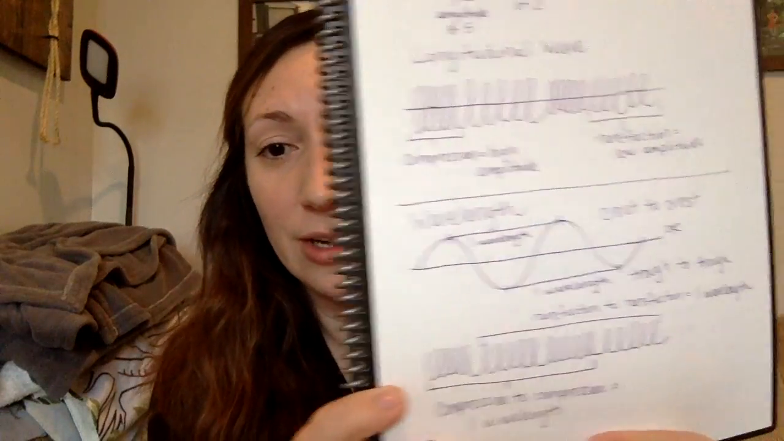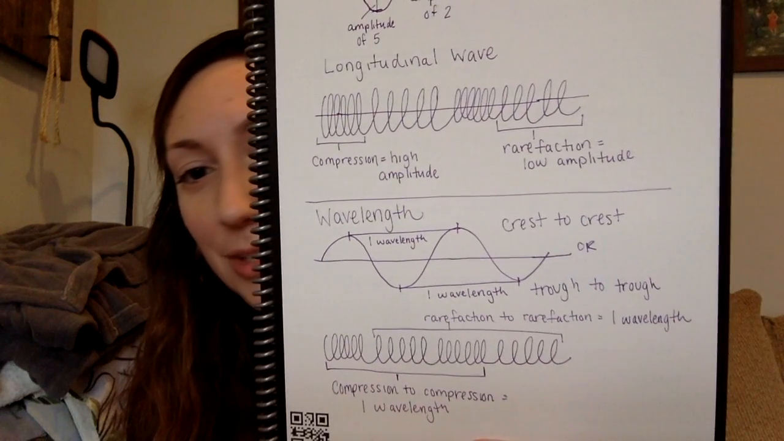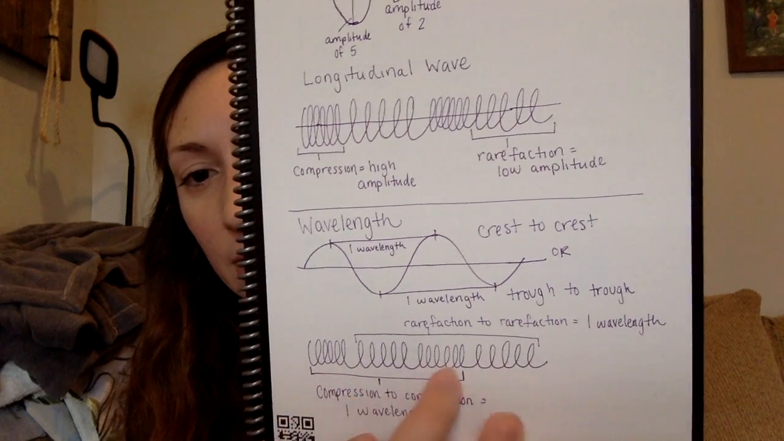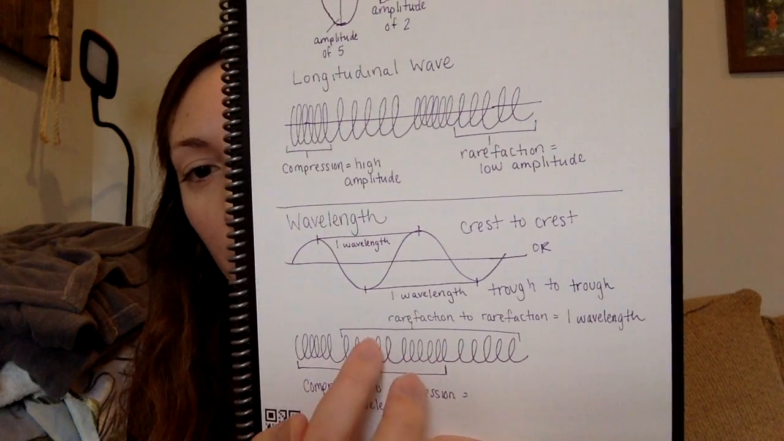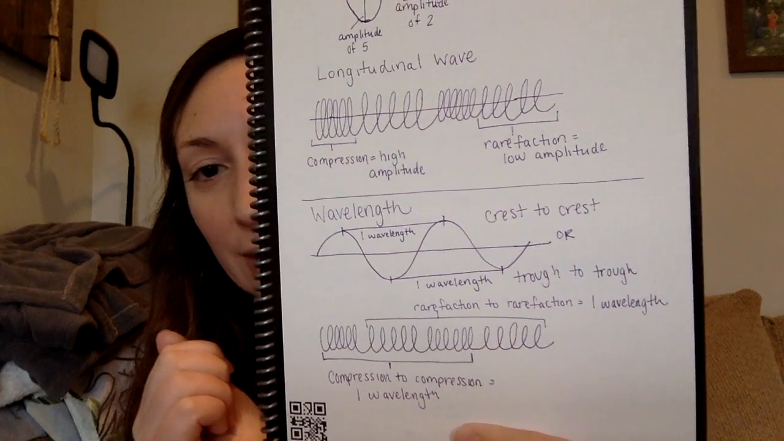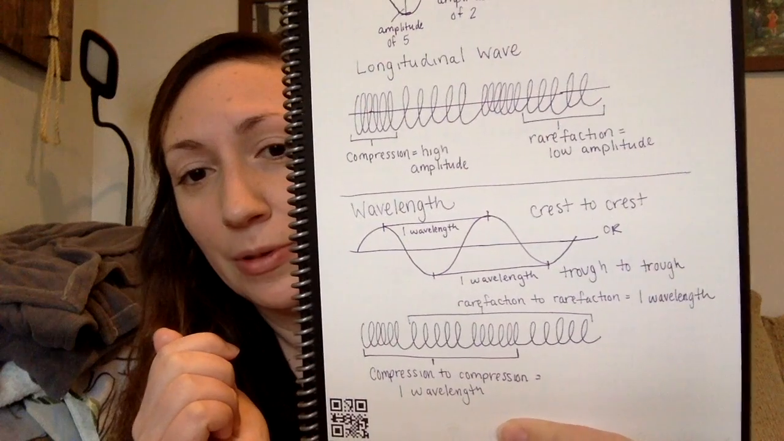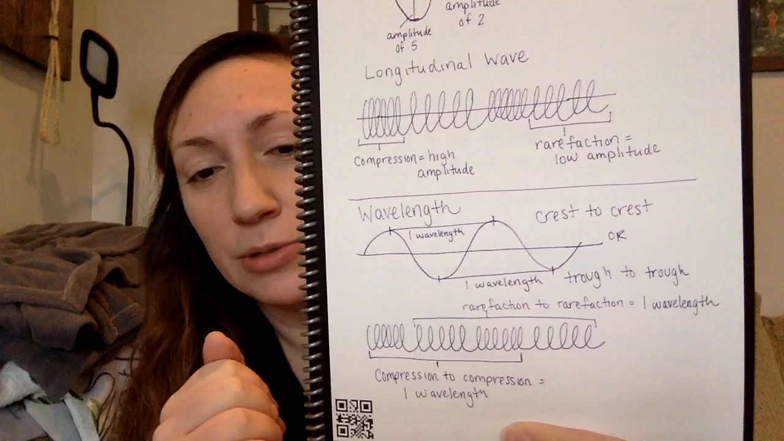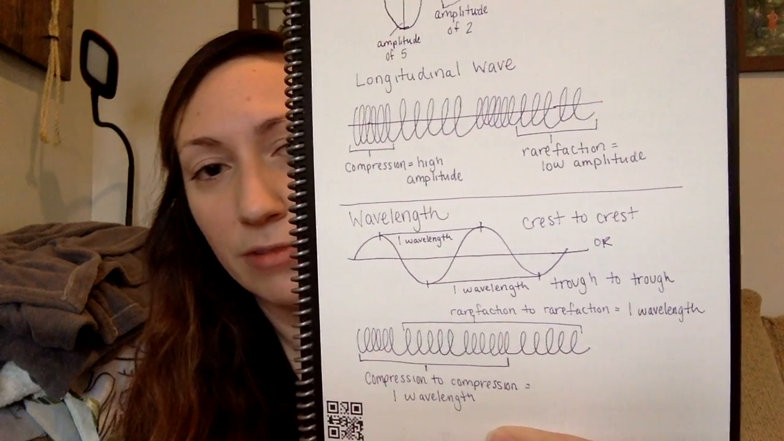And then down here, there we go. Hopefully it's not too blurry. For the longitudinal wave, you measure from compression to compression, and that's one wavelength. Or you measure from rarefaction to rarefaction, and that is one wavelength. So if you need to know how wavelength works, you're just measuring from the top of one wave to another, the bottom of one wave to another, or from compression to compression, or rarefaction to rarefaction.